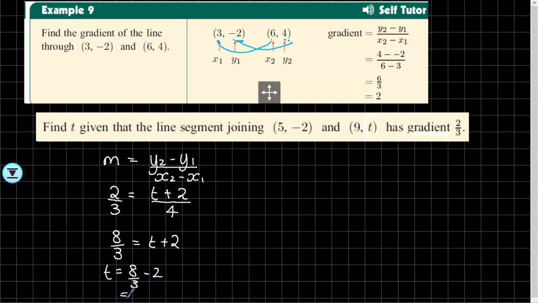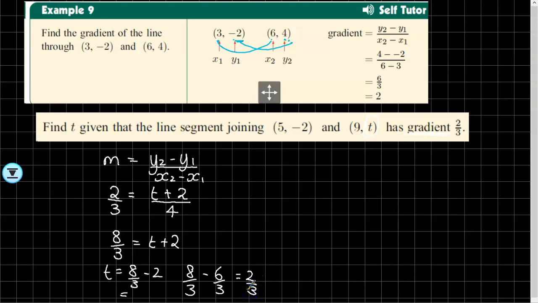If you don't have a calculator handy because you go, I'm not that great with fractions, although we should be, how can you do that without a calculator to make life easy for yourself? What would you do? I would write the 2 as 6 over 3. That would be 8 take 6 over 3, so that's going to be 2 over 3. So 8 take 2, you get 2/3.